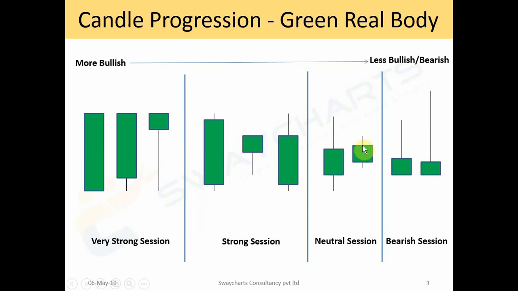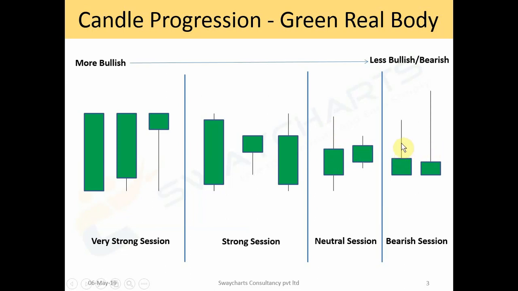And similarly, this being a very small candle will not give us much clarity for that day and what is to be done the next day, right? So that is the reason why, looking at these two candles, one cannot say what to do the next day, and that is the reason why we term them as neutral session.